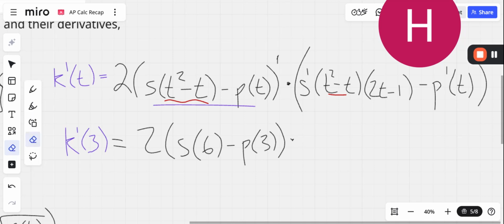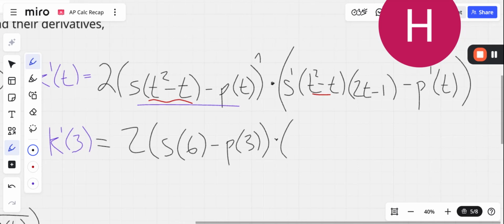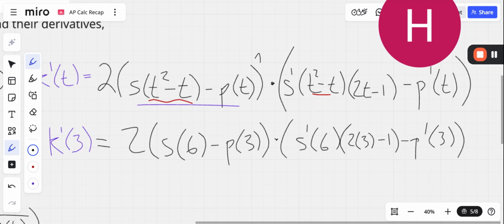And then we have, this kind of looks like it's a prime. I should probably leave it as a 1 so nobody gets confused. That's to the 1 power. Okay. Times this quantity, this is going to be S prime of 6, right? T squared minus t. Still going to be 6. And then 2t minus 1. When I plug in 3, it's just 2 times 3 minus 1 minus p prime of 3. Remember, t is 3, not 6. Even though 6 appears inside of some of these functions, that's not the t value that I'm plugging in.